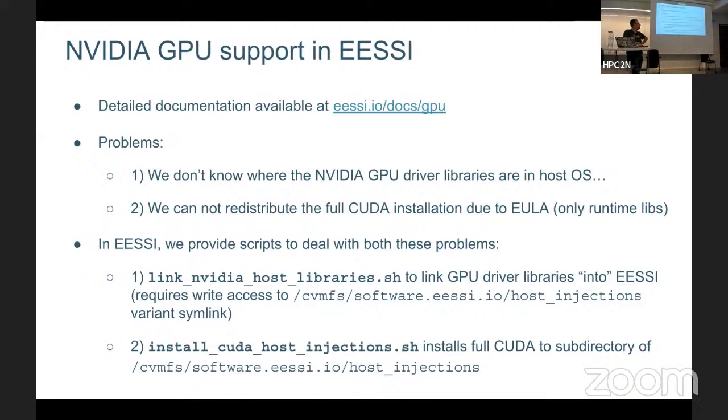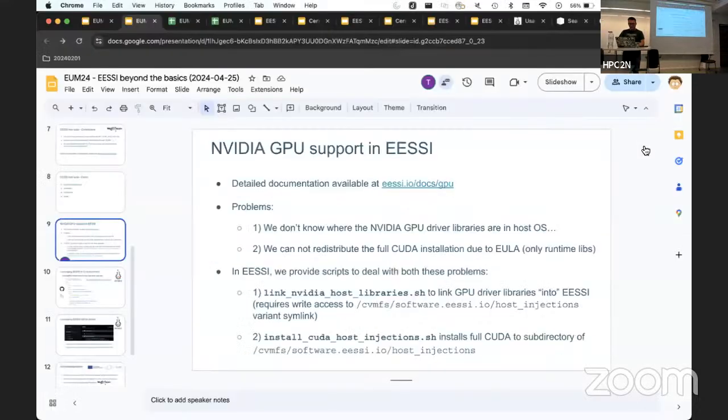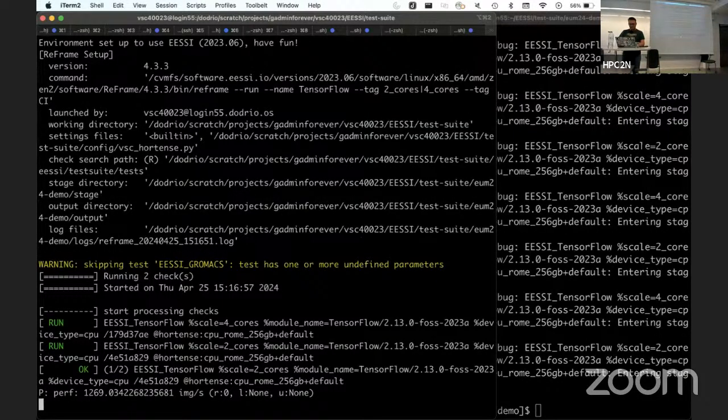So to fix these issues, we've done quite a bit of work, or mostly Alan at the University of Barcelona has done quite a bit of work to script this up to make this as easy as possible. And we have very detailed documentation available as well. So we give you two scripts. One script is link NVIDIA host libraries. This basically figures out from the host where the GPU driver libraries are, what that path is, then it creates symbolic links in this host injections path. The host injections path, Oka was showing this very briefly as well. And let's see if I can bring that up here.